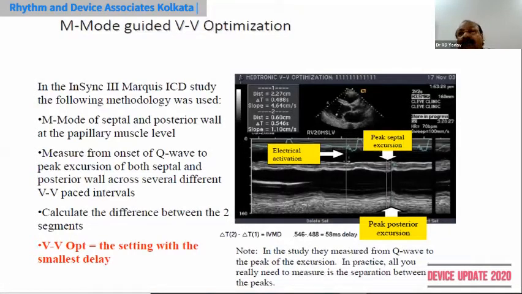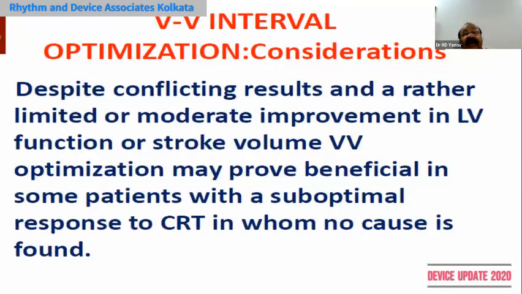Like dyssynchrony more than 130, if it is less than 50, these patients are going to get the benefit. That is better VV optimization, and they have better stroke volume. So despite conflicting results, and the Freedom trial having shown no benefit, which is not true, a limited or moderate improvement in LV function or stroke volume from VV optimization may prove beneficial in some patients with suboptimal response to CRT in whom no cause is found.